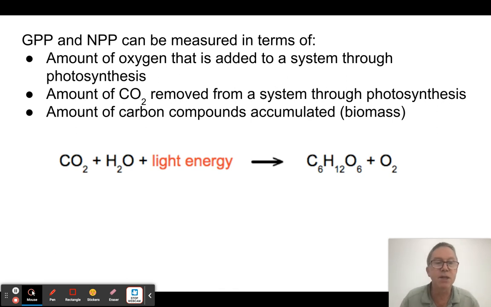Or we could do the opposite. During photosynthesis, rather than producing oxygen, we consume carbon dioxide. So we assume that carbon dioxide levels go down during photosynthesis and they go up during respiration. So if I look at the beginning and ending amount of carbon dioxide in a system, I can figure out how much NPP and GPP there was. And the other thing I could do is use biomass, because the NPP is just going to be the leftover biomass of the system.